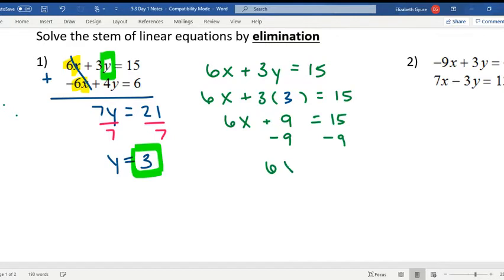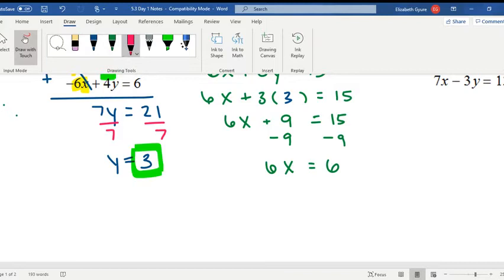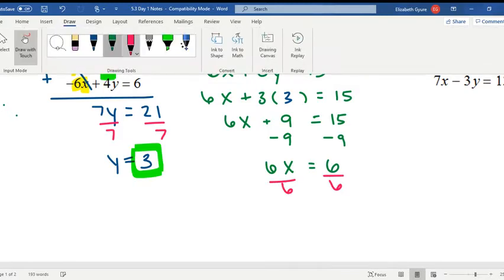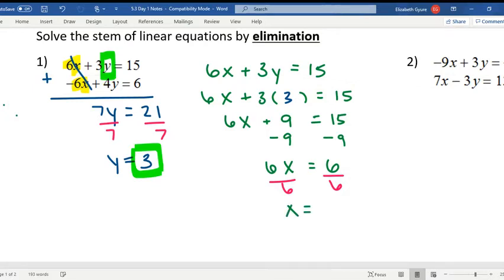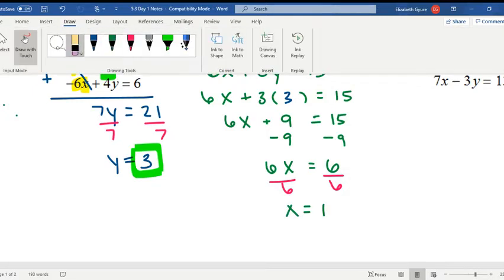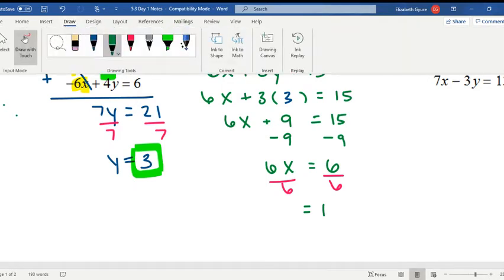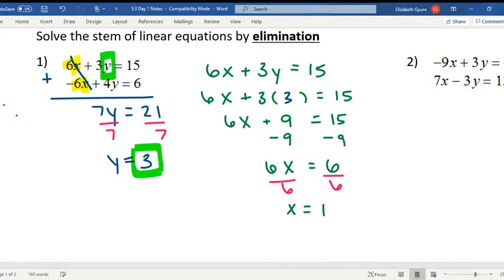So then you'll have 6x equals, and what's 15 minus 9? 6. And then what would our last step be? Yep, divide both sides by 6. And what is 6 divided by 6? 1. You're thinking minus. 6 minus 6 is 0. Good. And then who remembers how you write your final answer?